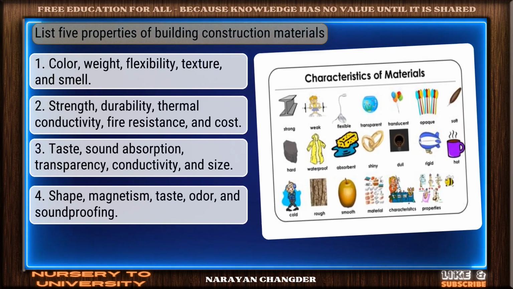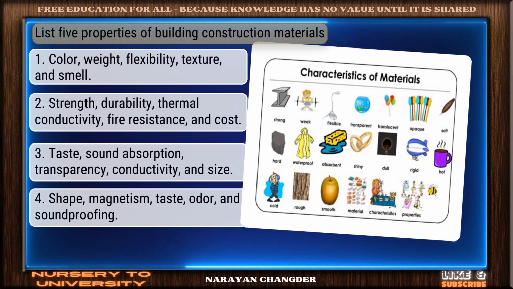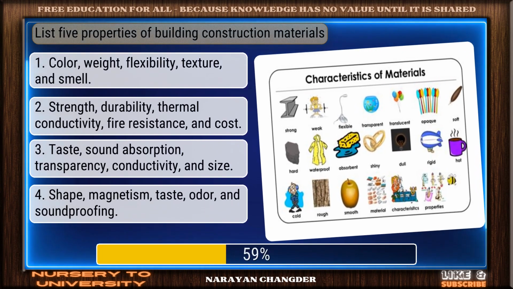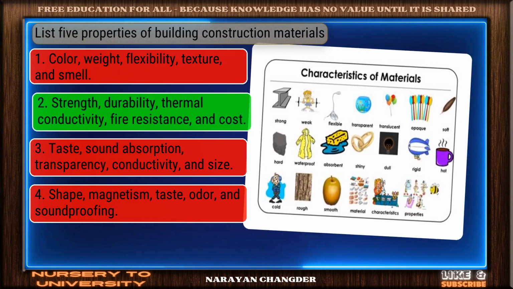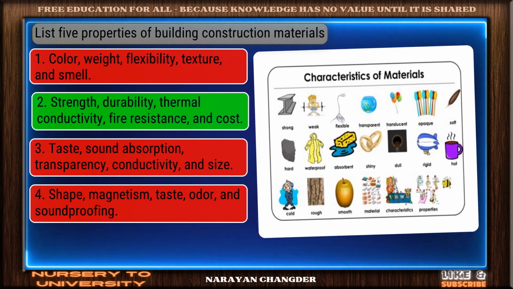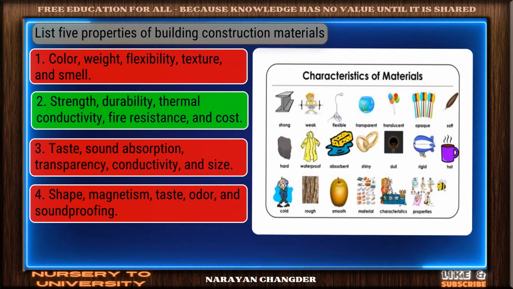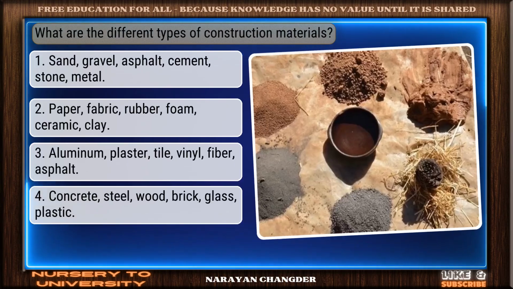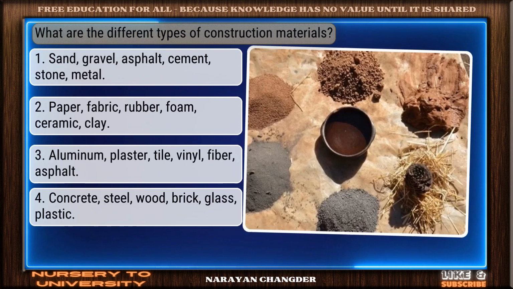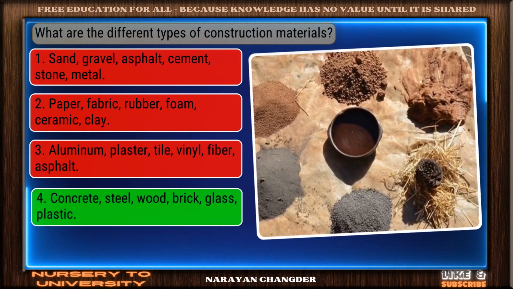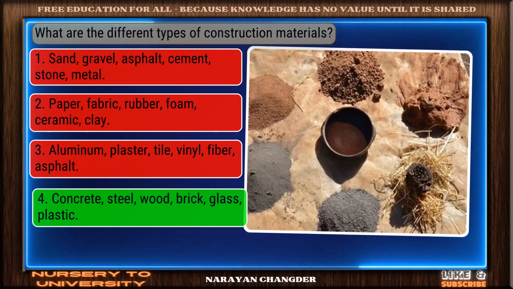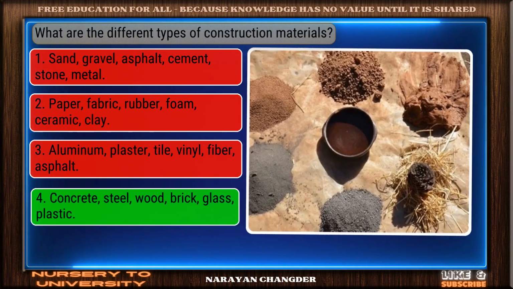List 5 properties of building construction materials. Sharp thinking. Strength, durability, thermal conductivity, fire resistance, and cost is the right choice. What are the different types of construction materials? Perfect. Concrete, steel, wood, brick, glass, plastic is the correct choice.